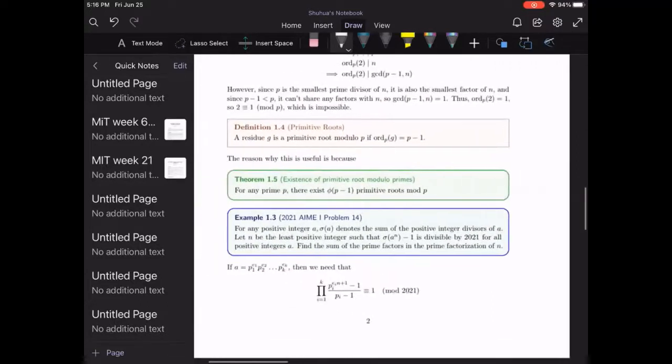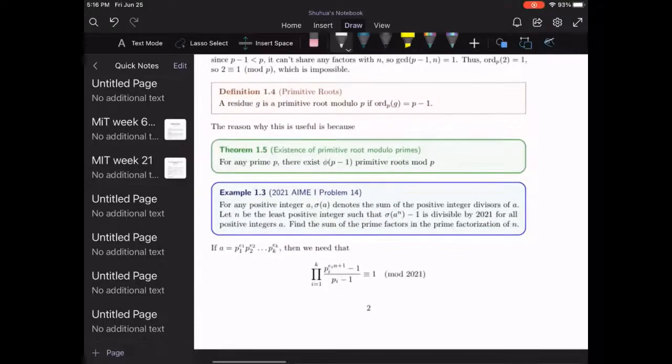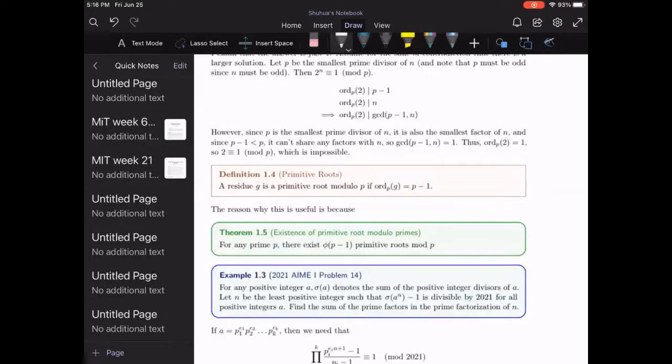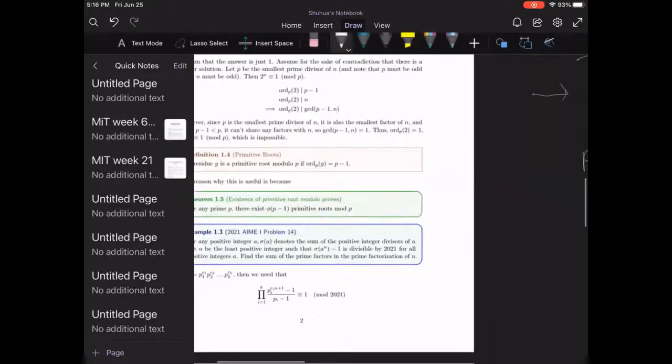So this is this year's AMC 12 problem 14. For any positive integer A, sigma of A denotes the sum of the positive integer divisors of A. Let n be the least positive integer such that sigma of A to the n minus 1 is divisible by 2021 for all positive integers A. Find the sum of the prime factors in the prime factorization of n.